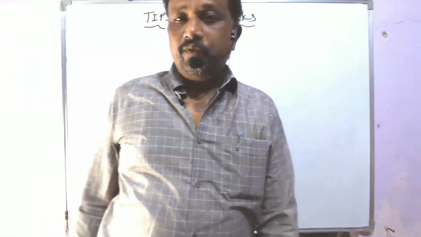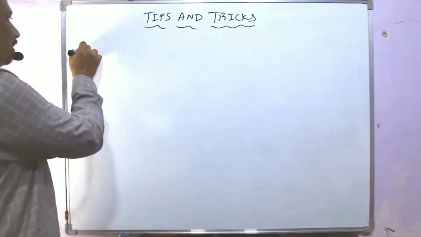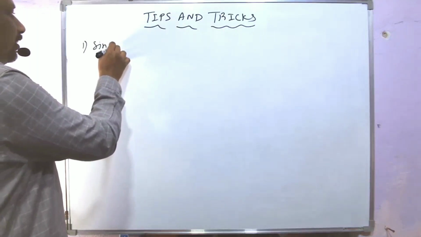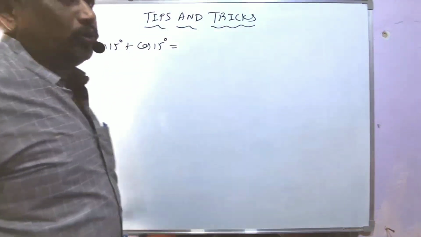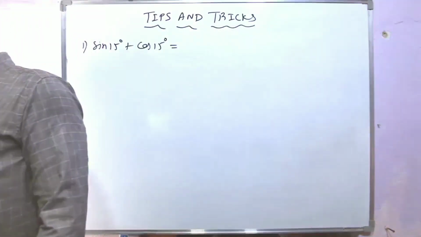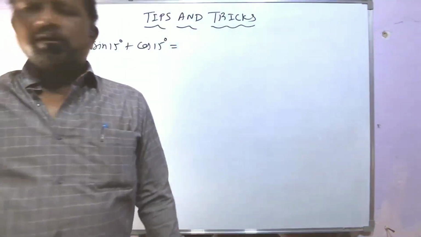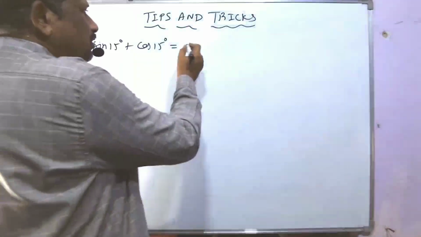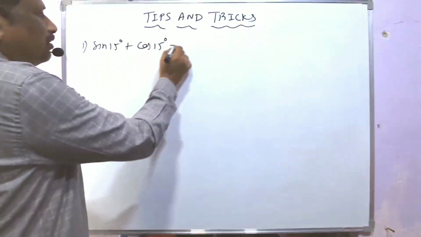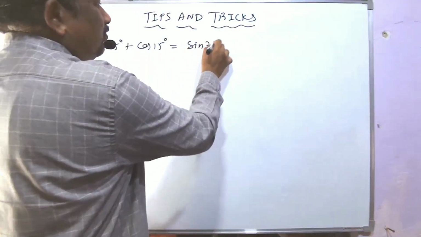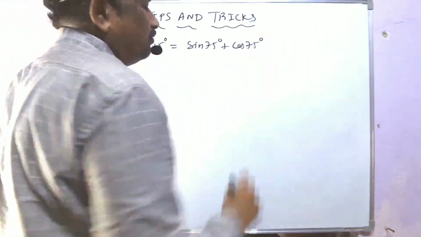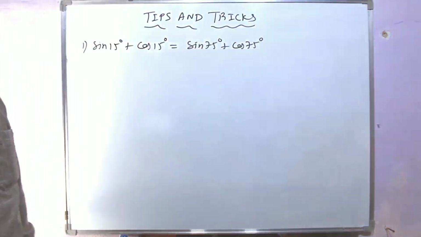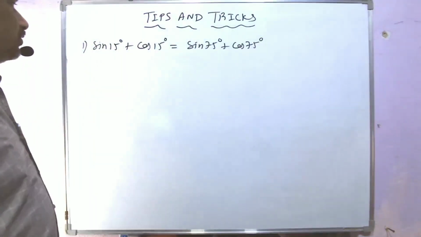So first we will see sin 15 degrees plus cos 15 degrees is equal to, in the same way, sin 15 degrees cos 15 degrees as well as sin 75 degrees plus cos 75 degrees. We will check what we will get here. We should remember the value of sin 15.